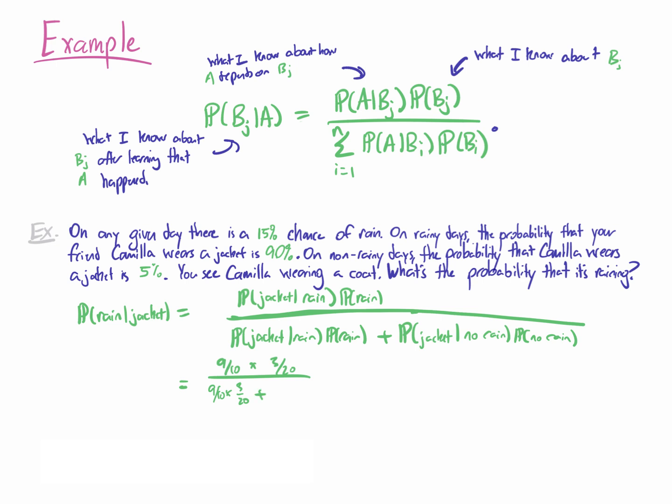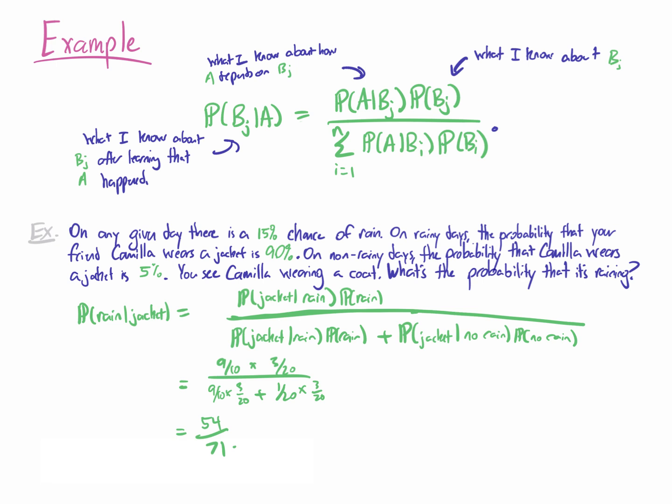So I need to add the probability that Camilla is wearing a jacket given that there's no rain, which we know to be 5%, 1 over 20, times the probability that it's not raining, which is 85%, or 17 over 20. And if we just do out all this arithmetic, we are going to get 54 over 71. 54 over 71 is our answer, which is in the ballpark of 3/4 or so.